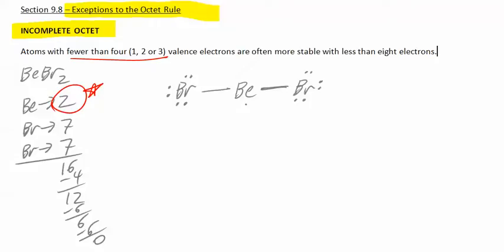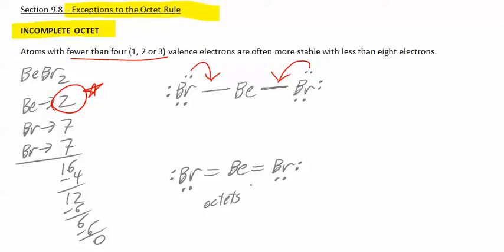So one way to deal with this would be to take more from the bromines and share. For example, if this bromine drops some in and this bromine drops some in, we could have something that looks like this. And this satisfies the octet rule for all atoms. So octets satisfied. Whereas here, Be has less than an octet.